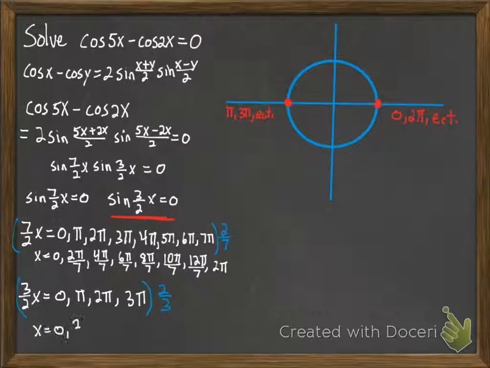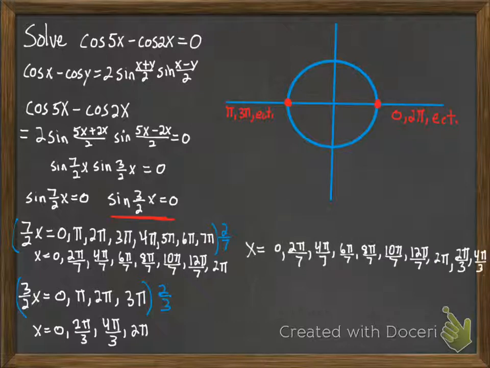Anything beyond that would be too big, would lead to an x value that's bigger than 2π. And then we say, well, let's multiply by 2/3, and that gets us the answers 0, 2π/3, 4π/3, and 2π. You can see two of these, the 0 and the 2π, are duplicates. So then we take all those answers, the ones we got for the sine 7/2 x over 2, and the sine 3/2 x over 2, and we put them all together. So it turns out between 0 and 2π, there are 10 different solutions to this equation. 10 different solutions. And that's just between 0 and 2π.